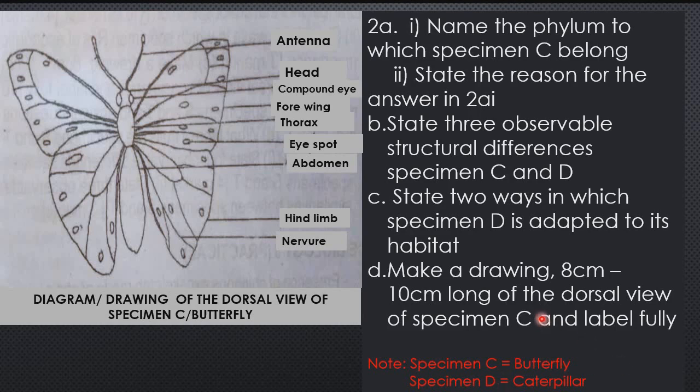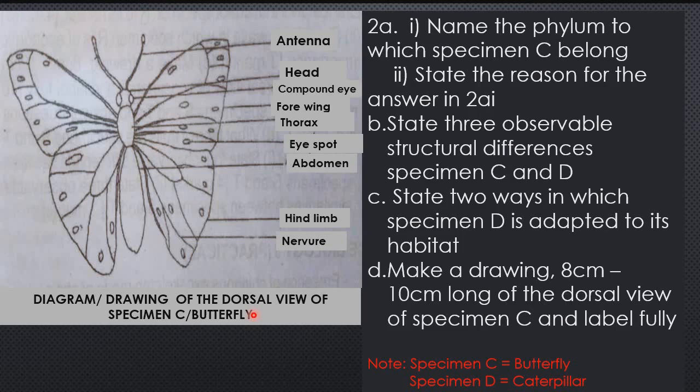The next one: make a drawing 8 cm to 10 cm long of the dorsal view of specimen C and label fully. Whenever we talk about dorsal view, in the next slide I will talk more on different types of drawing. Now, in a diagram, there are things you should understand: your title, clarity of lines, size, neat labeling, and details. A diagram is 10 marks.